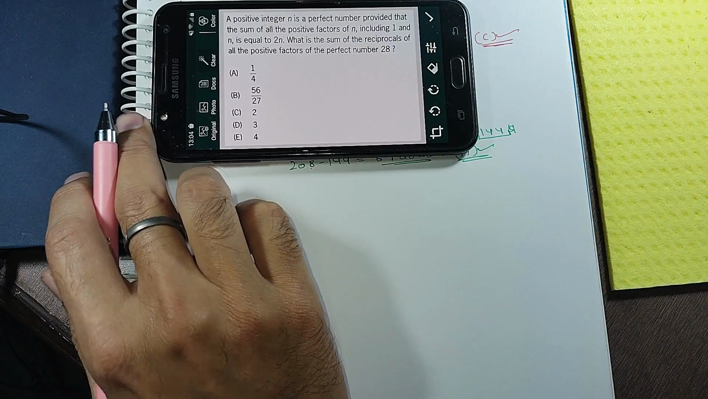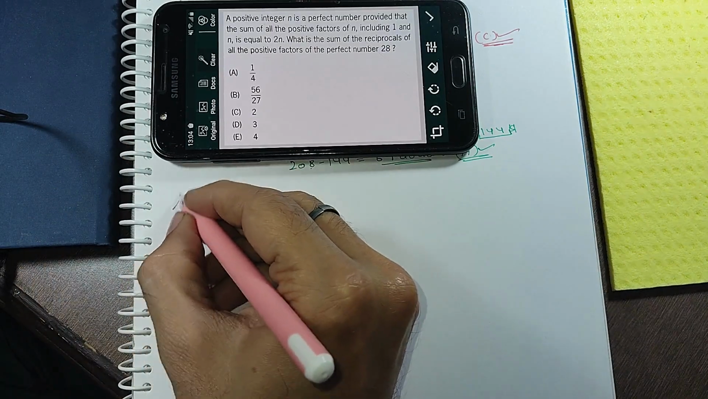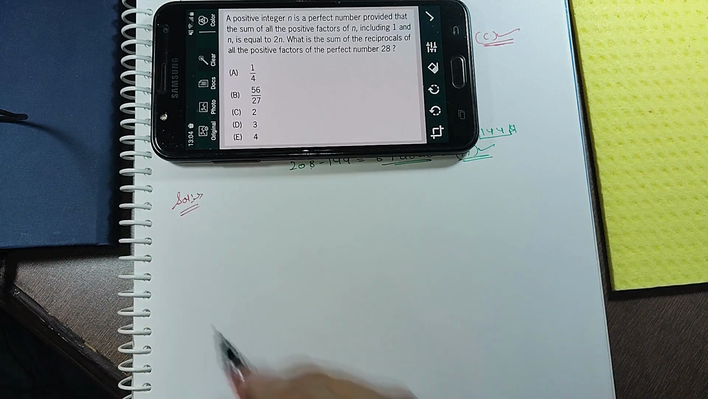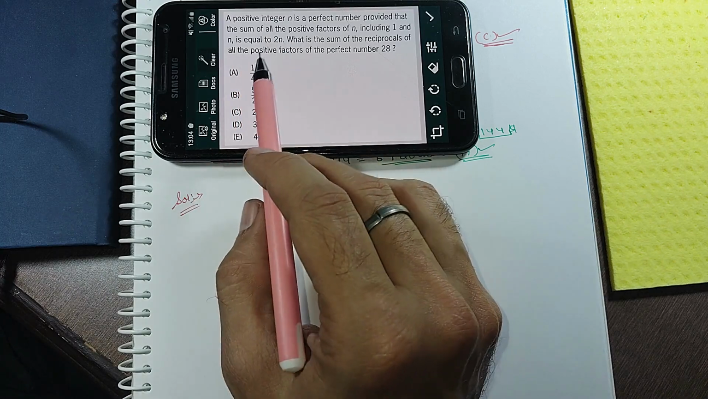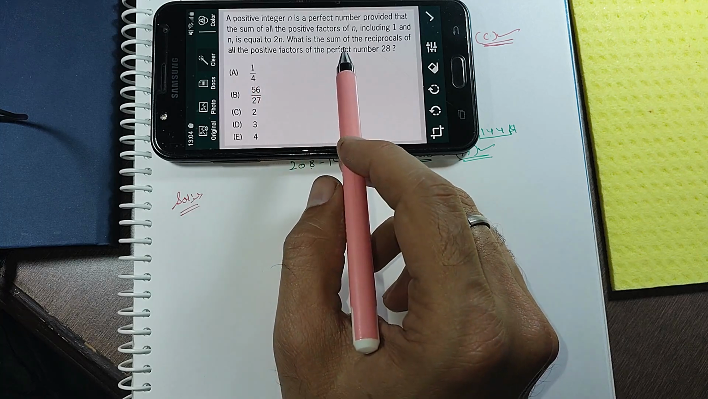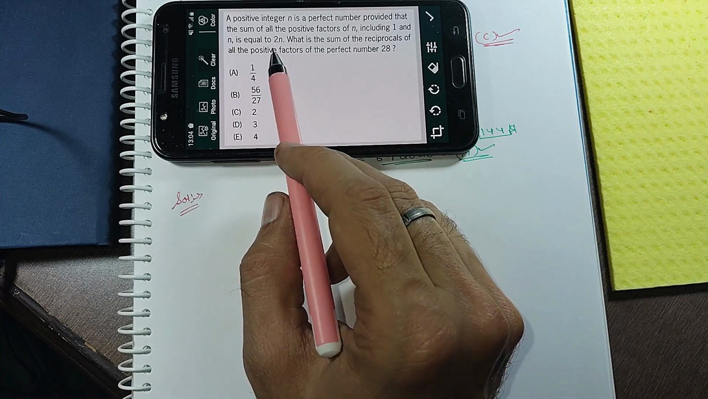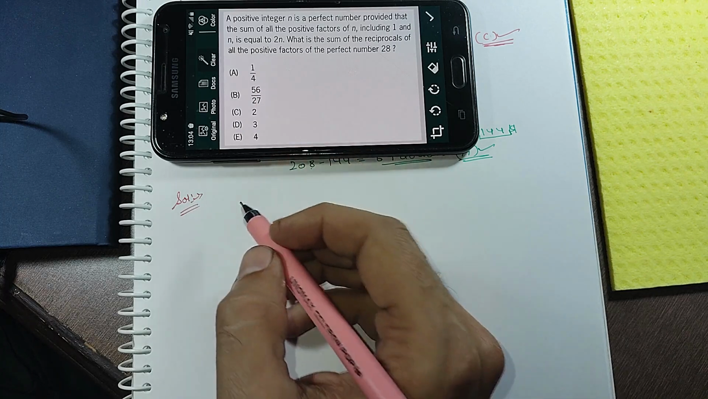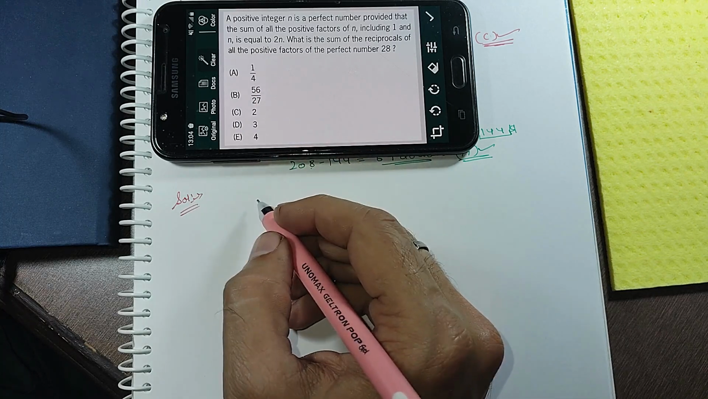A positive integer n is a perfect number provided that the sum of all the positive factors of n, including 1 and n, is equal to 2n. Right? So what is the sum of the reciprocals of all the positive factors of the perfect number 28? So first of all, he has introduced as a definition that a perfect number is a number which has the sum of all the positive factors, including 1 and the number itself, equal to twice that number. Right? So we need to find the sum of reciprocals of all the positive factors.